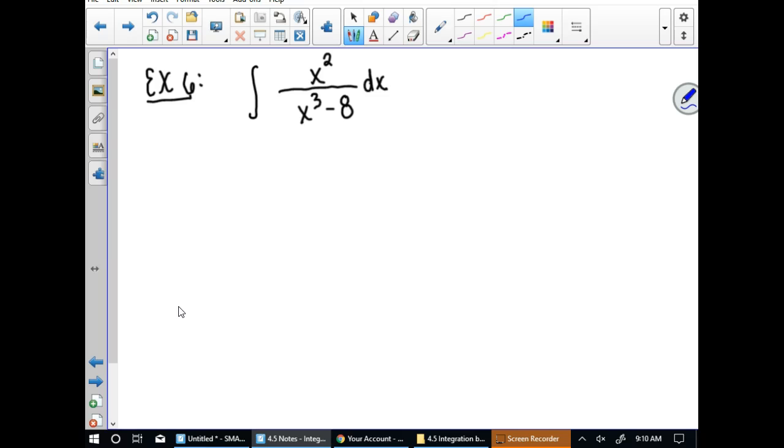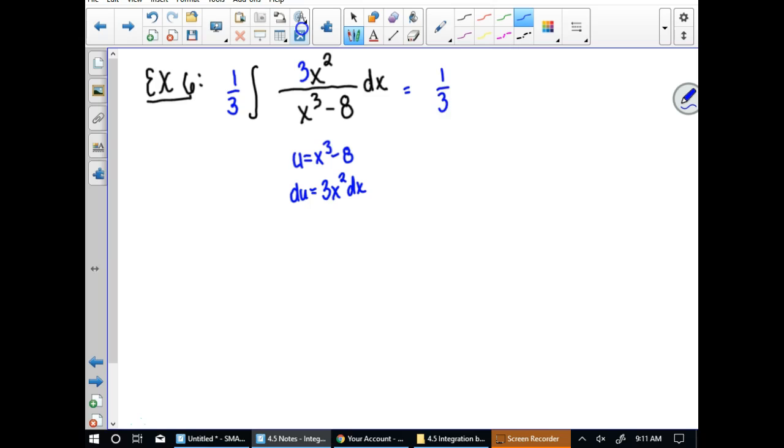In a problem like this, the denominator is almost always your u. Not always, but almost always your u. And especially in this case, you should be thinking, oh, if I take the derivative of x to the third, I get 3x squared. So that right there could be my du. So the u for this is x to the third minus 8. So du is 3x squared dx. And you already have the x squared, but what do you need to go with it? 3. And then you got to put a 1/3 on the outside.